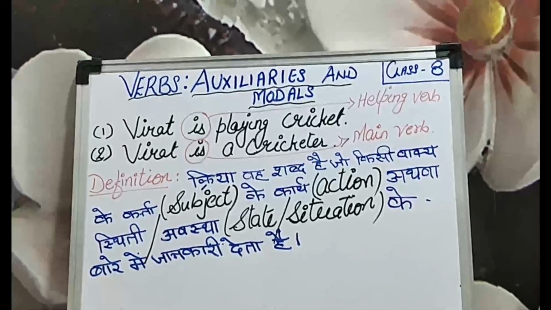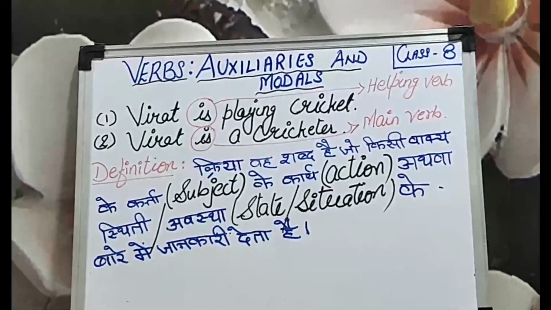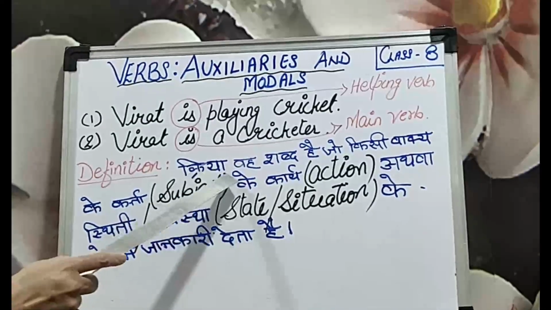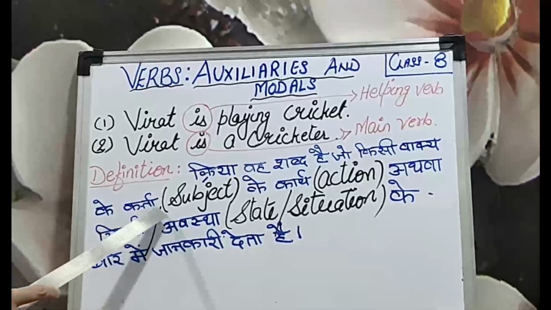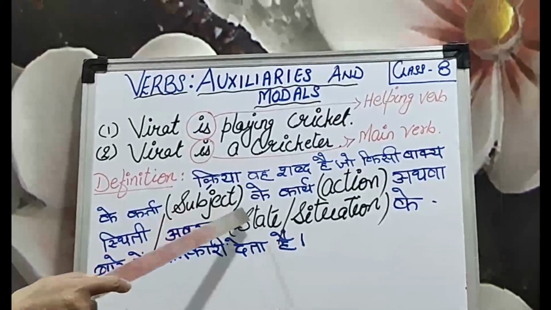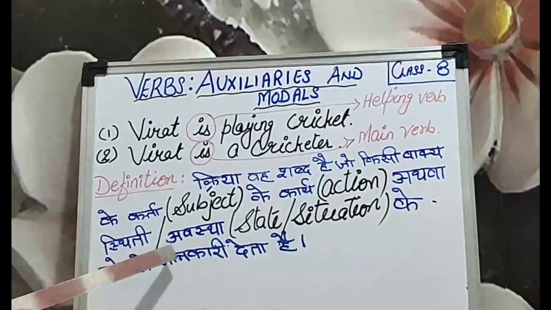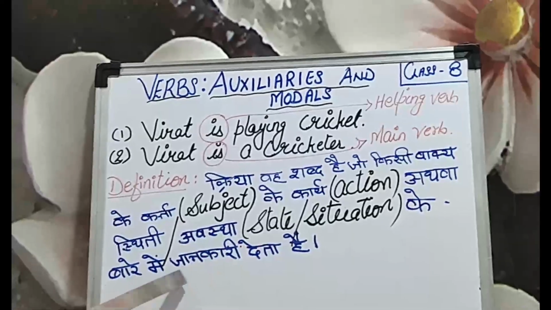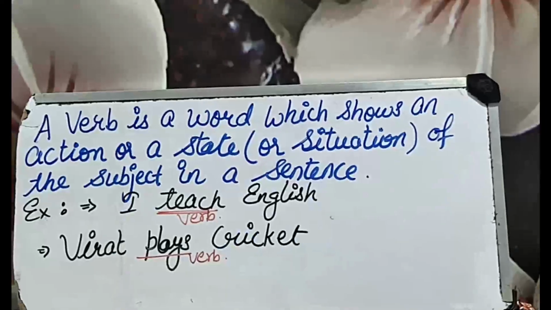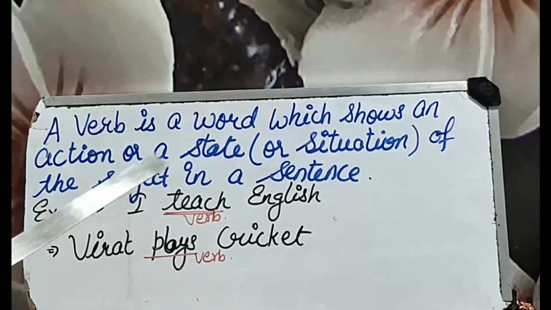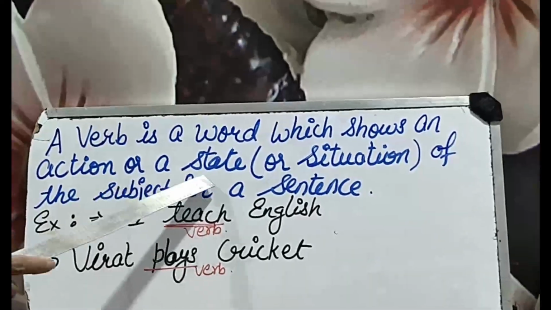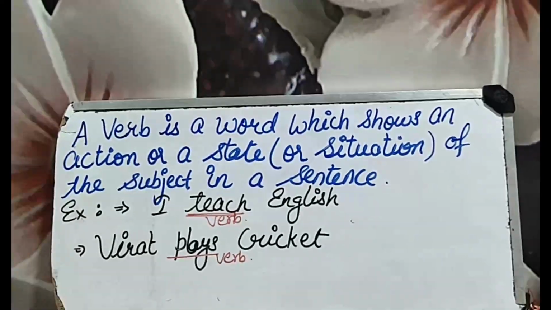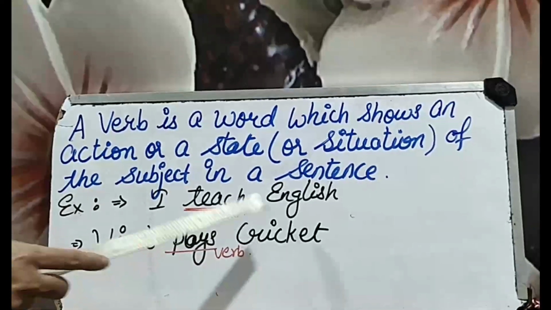So we start with the definition. क्रिया वह शब्द है जो किसी वाक्य के कर्ता, सब्जेक्ट के कार्य, एक्शन अथवा स्थिति, अवस्था, मीन्स स्टेट, सिचुएशन के बारे में जानकारी देता है. A verb is a word which shows an action and a state or situation of the subject in a sentence. Example, I teach English.